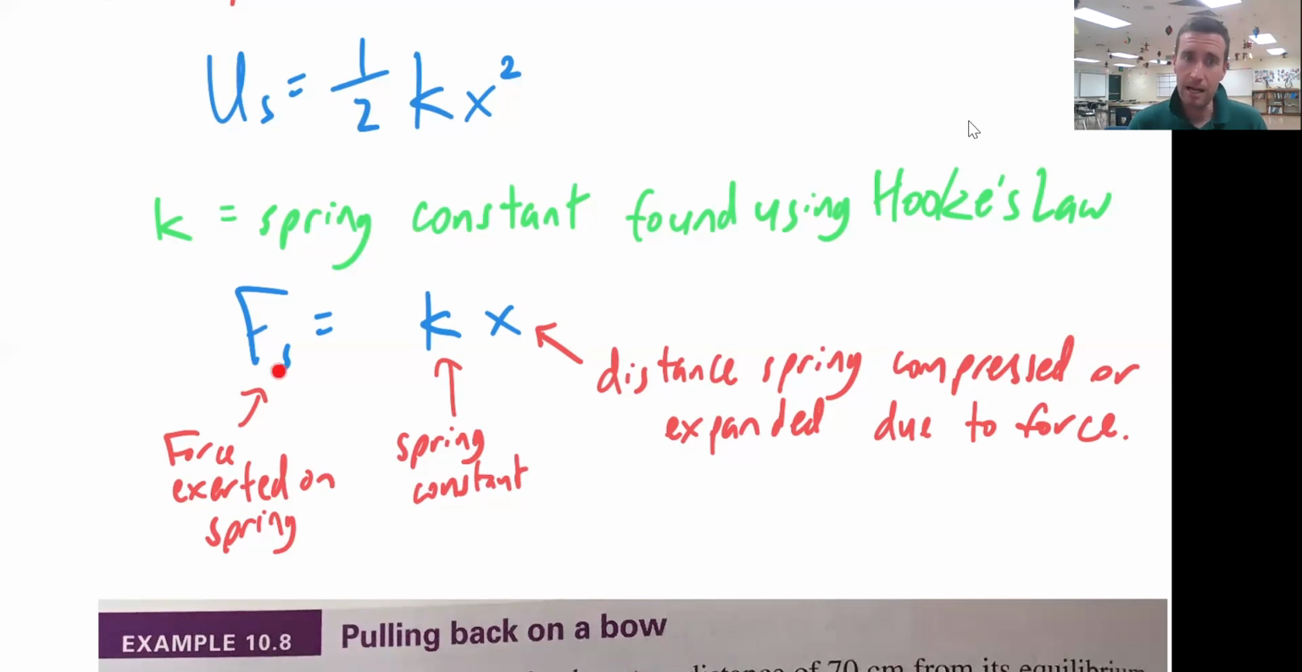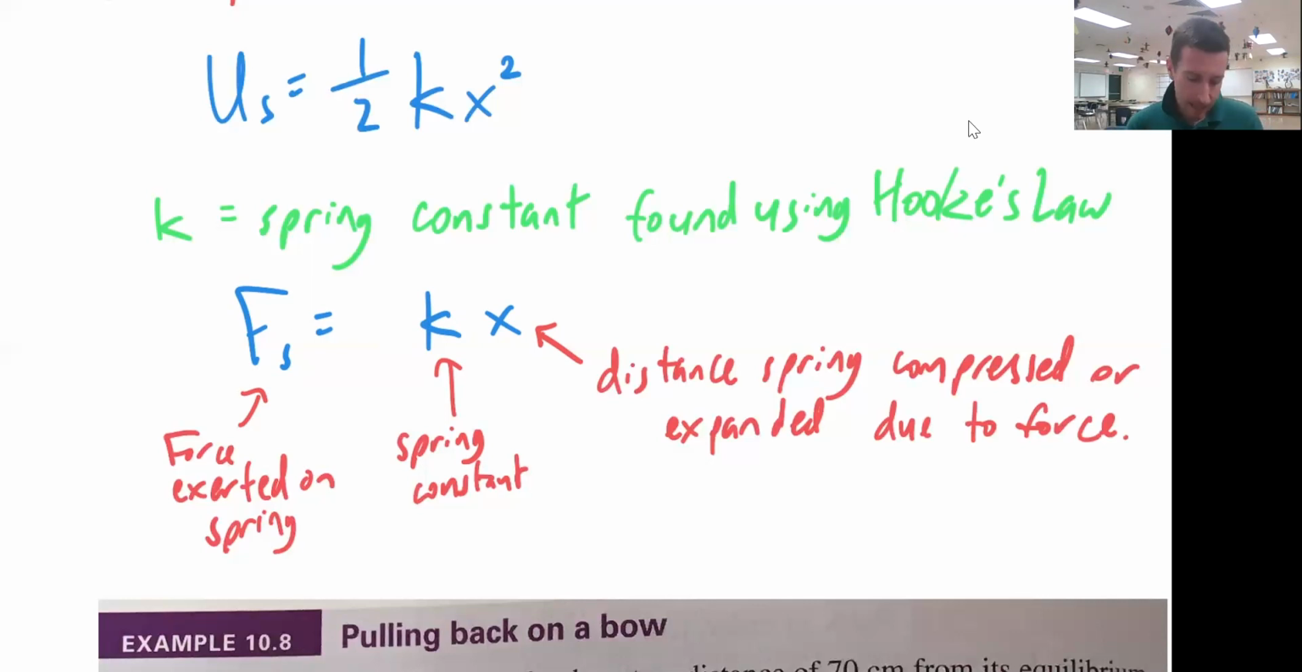So 4.9 equals k times 0.1 meters. Divide both sides by 0.1, and that would give me a k of 49 newtons per meter, right? So 49 newtons per meter could be the spring constant of this rubber band, and 49 newtons per meter is a reasonable spring constant for something like a rubber band.